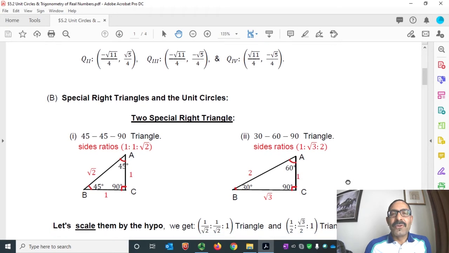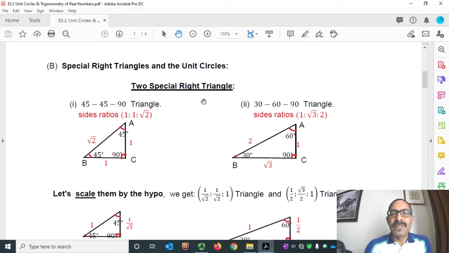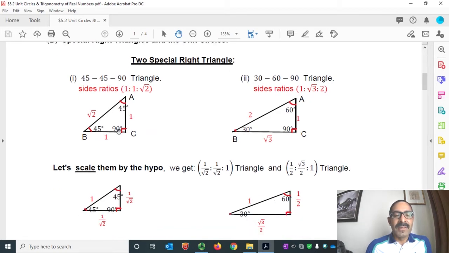Special right triangles and the unit circle. Two special right triangles we discussed in our earlier sections. One is 45, 45, 90, where the side ratios are 1 to radical 2, and another one is the 30, 60, 90 triangle, where the side ratios are 1 to radical 3 to 2. In the diagram here, 45, 45, 90 has 1 to radical 2. And the next diagram is 30, 60, 90, with sides 1, radical 3 and 2.